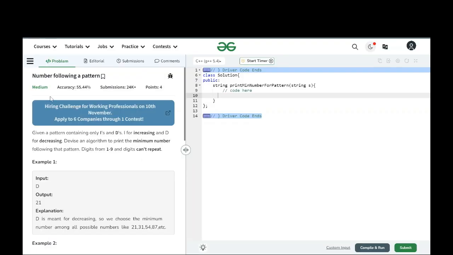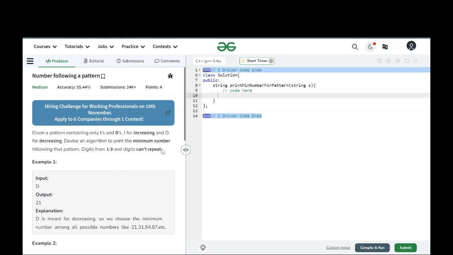Hi everyone. So let us solve today's problem of the day, that is number following a pattern. What does the question state? Given a pattern containing only I's and D's, I for increasing and D for decreasing, devise an algorithm to print the minimum number following that pattern. Digits are from 1 to 9 and digits can't be repeated.